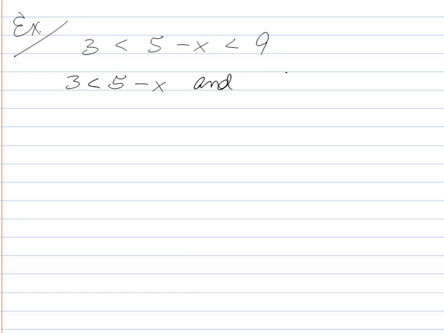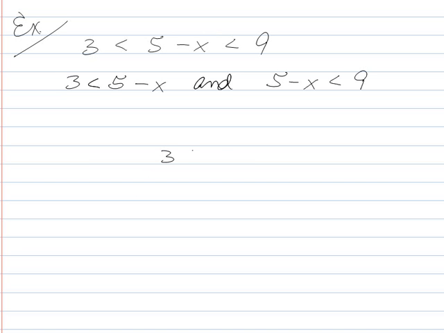Now, one way that you might end up seeing these problems is something along this line. You might see something that looks like this: 3 is less than 5 minus x is less than, say, 9. Now this is an intersection problem. It's literally saying that this is less than this and this is less than this. 3 is less than 5 minus x and 5 minus x is less than 9.